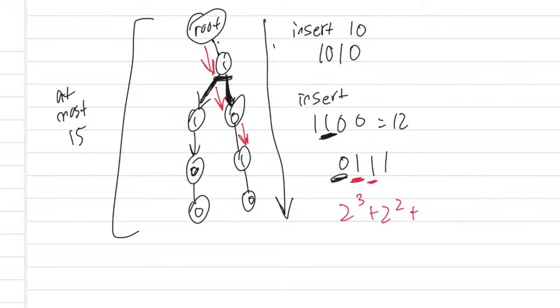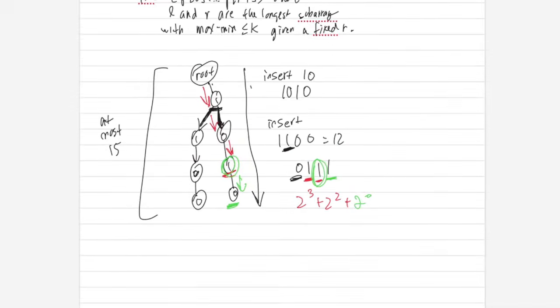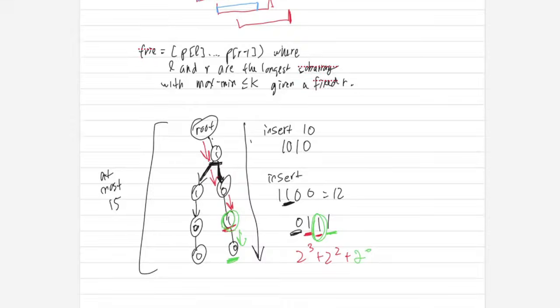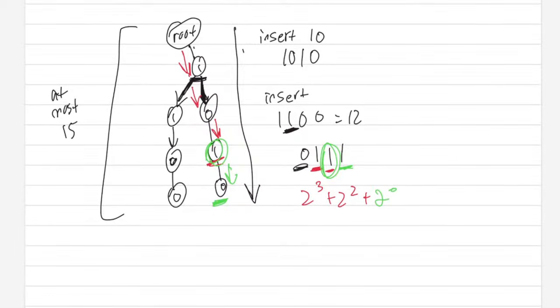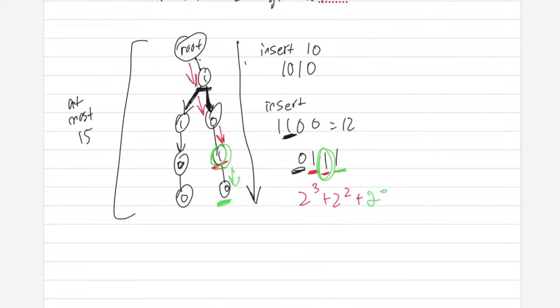And because this has the same bit as this, you're not going to add your 2 to the 1. And then you're going to go down and you're going to get 0. And since 0 is different from 1, you add 2 to the 0. And that's how you get the max XOR given some numbers in the trie. And that will also always be log time because you're just going down the trie. Yeah, I mean that's about it for the problem.